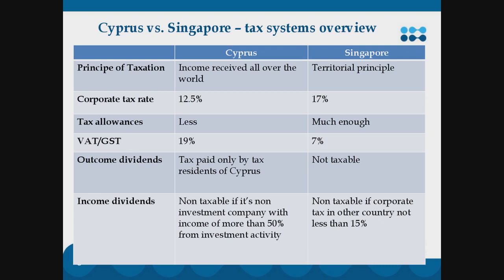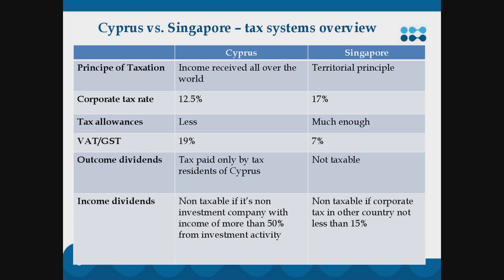First of all, I would like to start with some overview, some description of the Cyprus and Singaporean tax systems. You may find on this slide the main points of both tax jurisdictions. Principle of taxation in Cyprus: all income received all over the world is taxable. In Singapore, it's the territorial principle. Corporate tax rate in Cyprus is 20.5%, and in Singapore it's almost 17%.